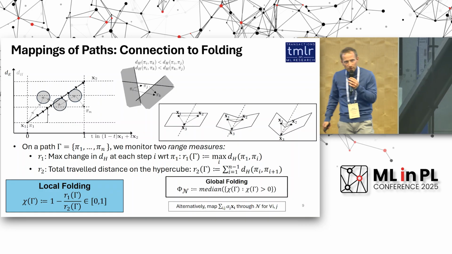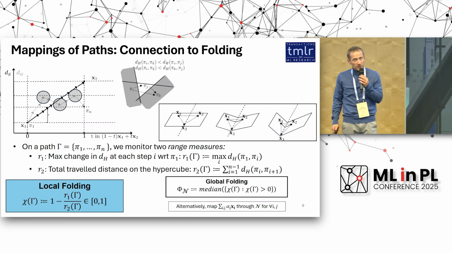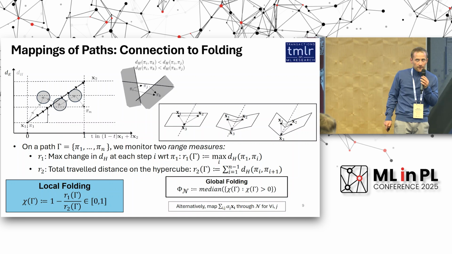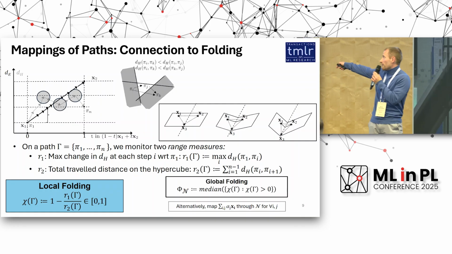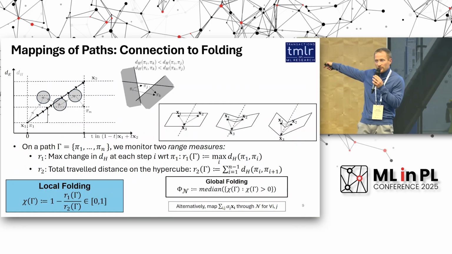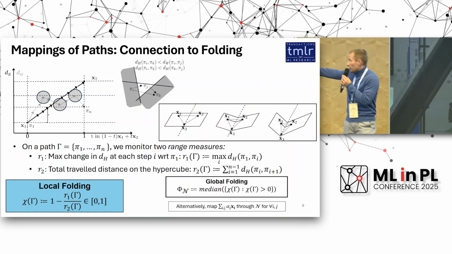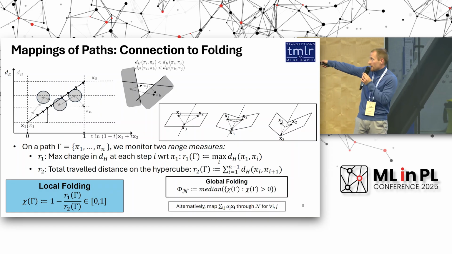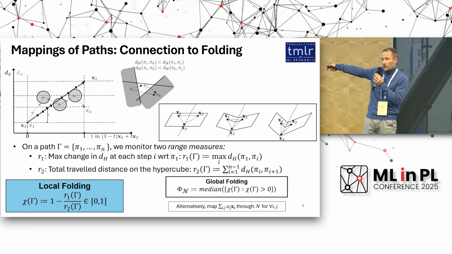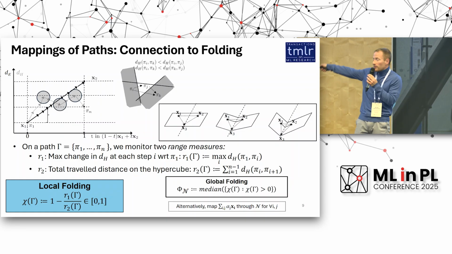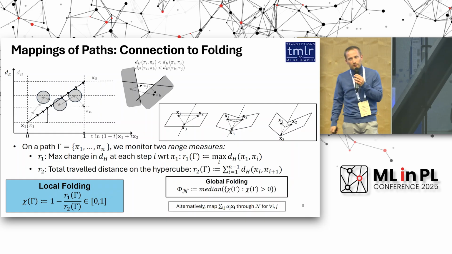The second range measure that we use is the total travel distance on the hypercube, which is R2 of gamma, the sum of the Hamming distances of adjacent activation patterns. We then define the local folding between the two points x1, x2 as the ratio of the two range measures subtracted from 1. And we may define the global folding as some statistics of the local values.